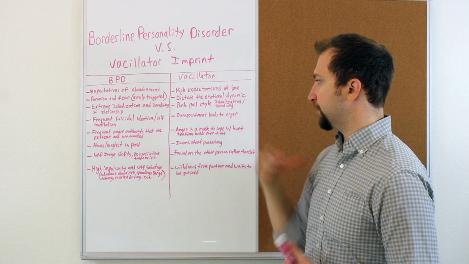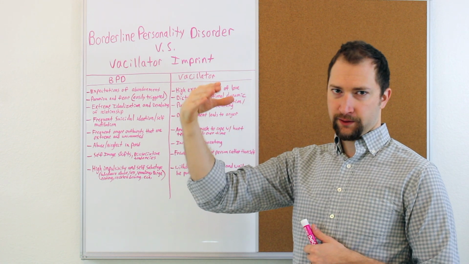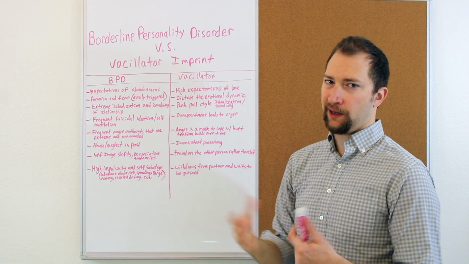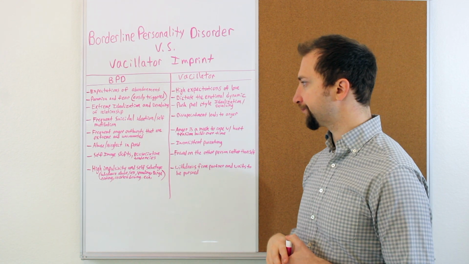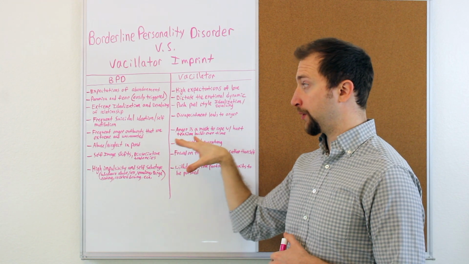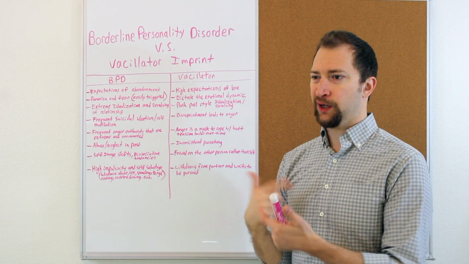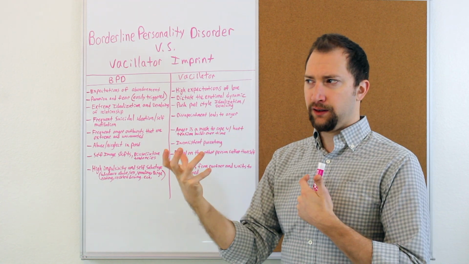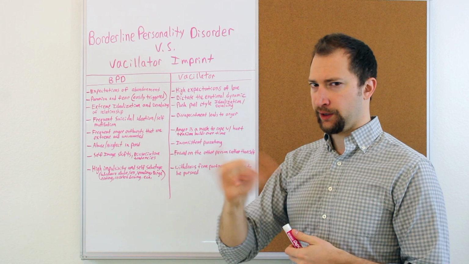Versus the vacillator, they're just disappointed, and because their expectations aren't realistic, they're hurt, and that leads to the anger, right? The disappointment leads to anger. Okay. Borderline personality disorder does have frequent anger outbursts. They're very extreme, they're very reactionary, and they're really unwarranted, and they don't fit. A lot of times they don't make any sense. It's just kind of a trigger for them.